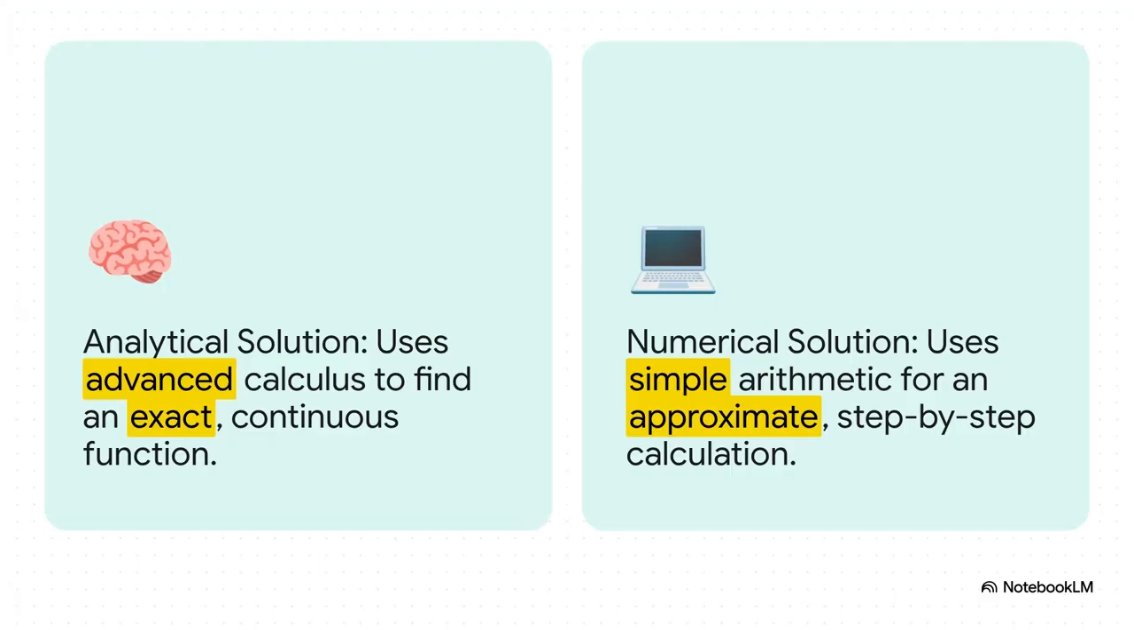So in engineering, there are usually two main ways to crack a problem like this. On one hand, you've got the analytical solution. This uses some pretty advanced calculus to come up with one single, perfect formula that gives you the exact velocity at any moment in time. Then on the other hand, you have the numerical solution. This approach uses simple arithmetic to calculate the velocity in little chunks, in discrete steps, like what's the velocity every 2 seconds. It's an approximation for sure, but it's incredibly powerful because this is exactly how computers are designed to solve these kinds of problems.